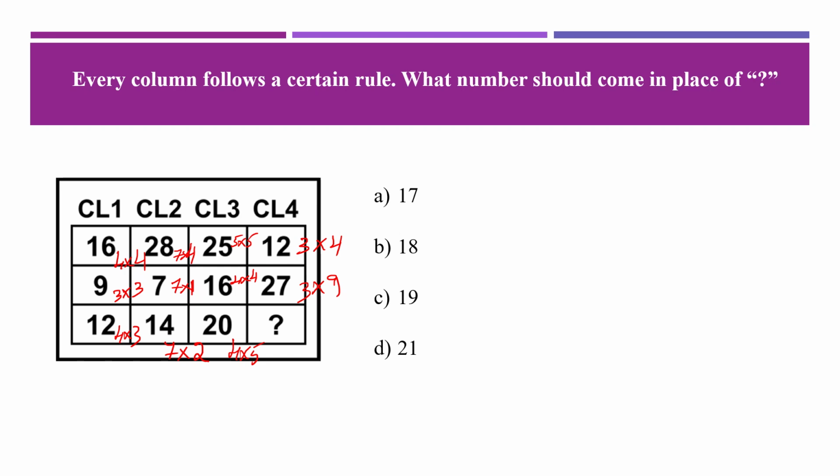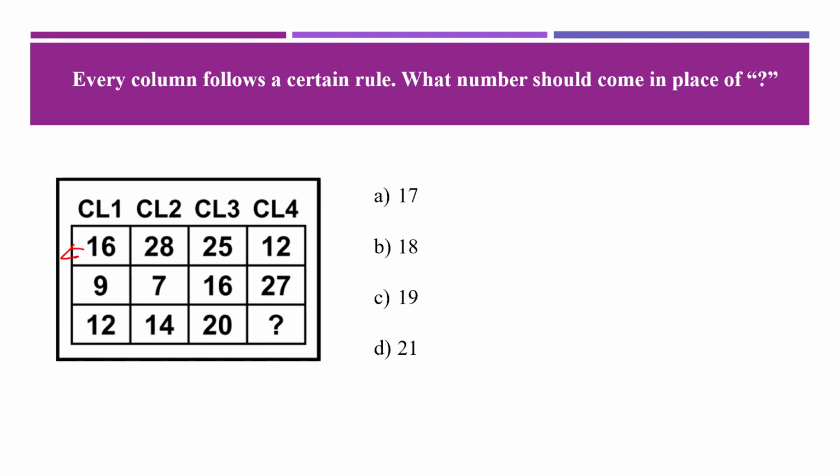Okay, I don't get any pattern here. Wait a minute. It's 4 times 4, 3 times 3. This is 4 and 3. I guess I have the answer. 16. Square root of 16 is 4. And the square root of 9 is 3. So 4 times 3 is 12.